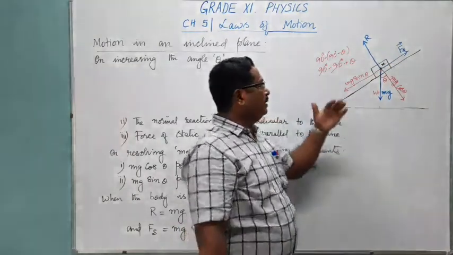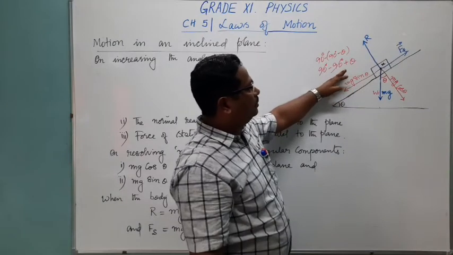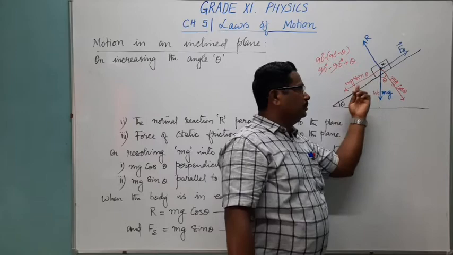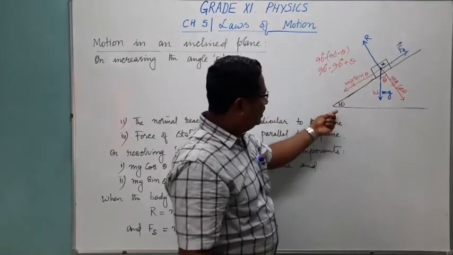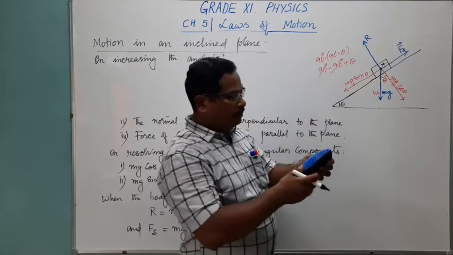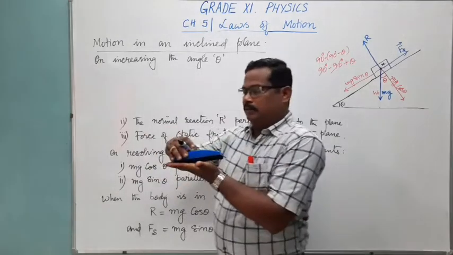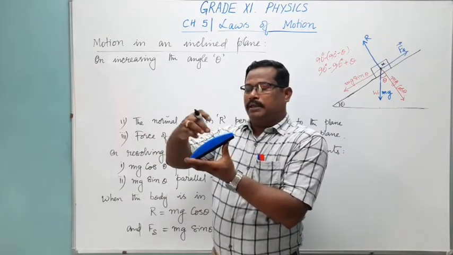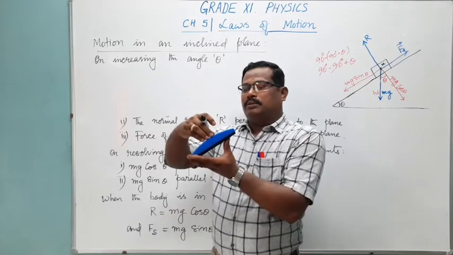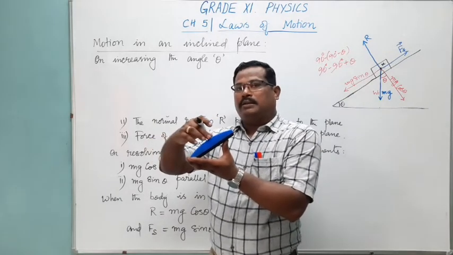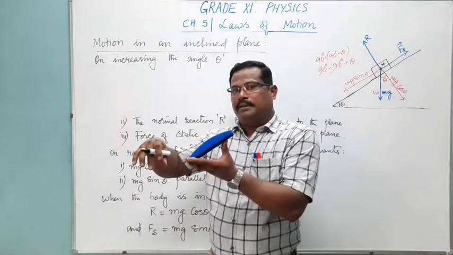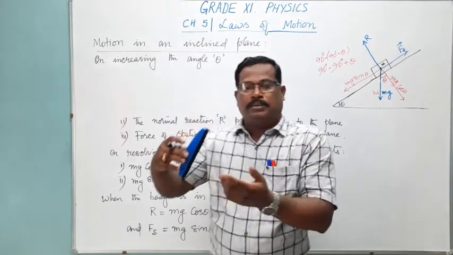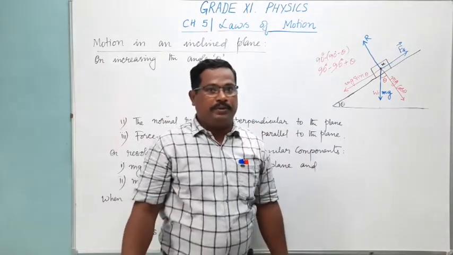And then if it reaches a certain maximum value, that is your limiting friction, then the body will tend to slide. Now when this angle theta you go on increasing like this, at one stage the body which is on the incline, which was at rest, will start to slide. When it will start to slide or is about to slide, when it will start moving, then this angle theta will be called the angle of repose.